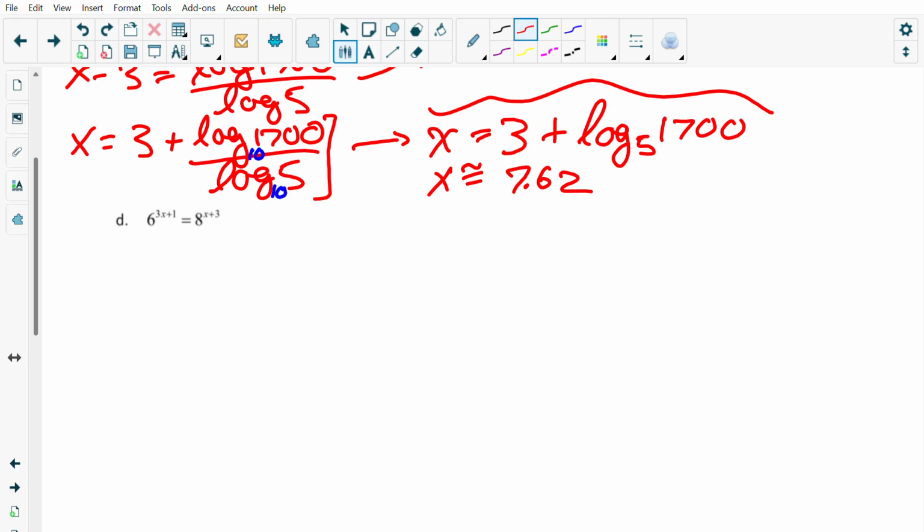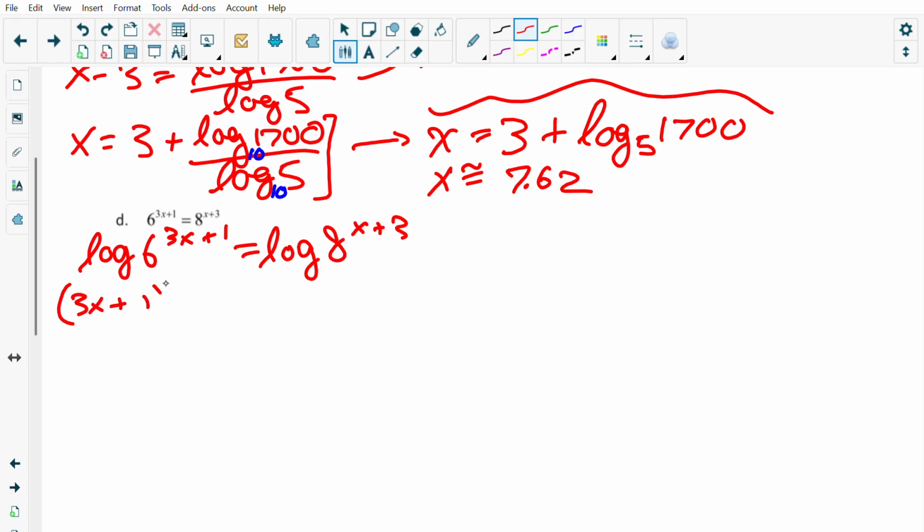Okay, 6 to the 3x plus 1 equals 8 to the x plus 3. Again, log laws, right? Let's apply our log laws here. Or sorry, common log of both sides. That'll allow us to free up that exponent that's stuck up there, right? That's (3x plus 1), make sure you use brackets, times log of 6. Then that's (x plus 3) times log of 8.